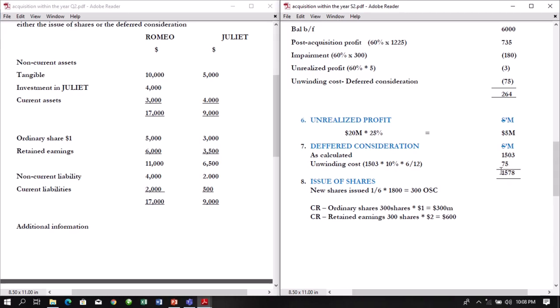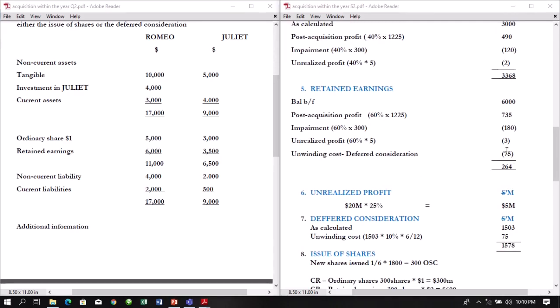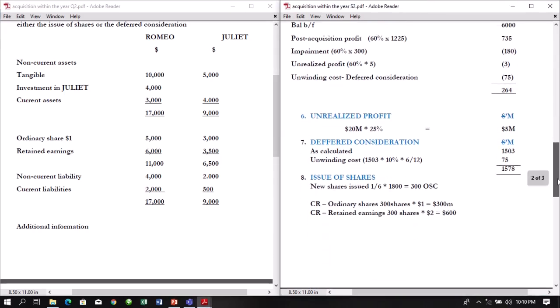So the deferred consideration to be consolidated is 1578. That is the amount we are going to consolidate. So the unwinding cost will be deducted from our retained earnings. So unwinding cost here is 75. So adding everything together, wow, there is a calculation error here. Adding everything together will give us 6,477 in this case. So we are done with working note 5. Also, we are done with working note 6 and 7.